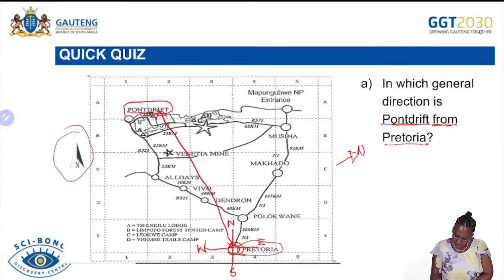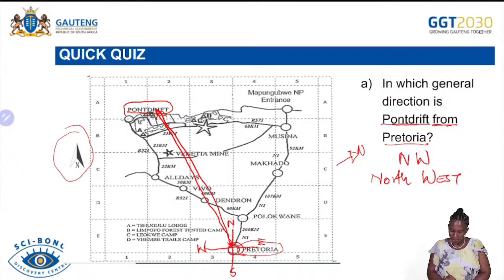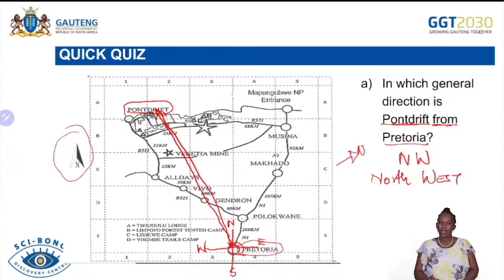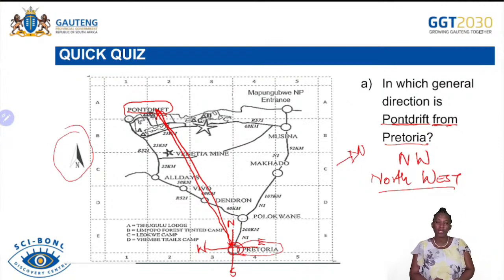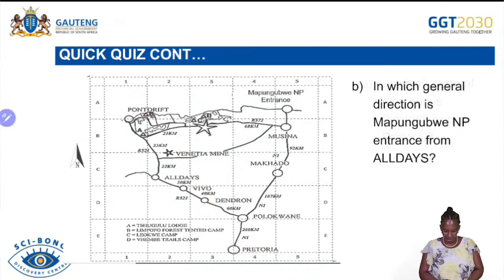So we say the direction will be north west, because now it is from here. It's not going straight up there, but it goes along the side like this, and then there's our Pond Drift. We say it is northwest. You can write northwest or NW. Boys and girls, it's very important that you know how to write the answers, how to write the direction. Remember, we said we are using the compass direction.